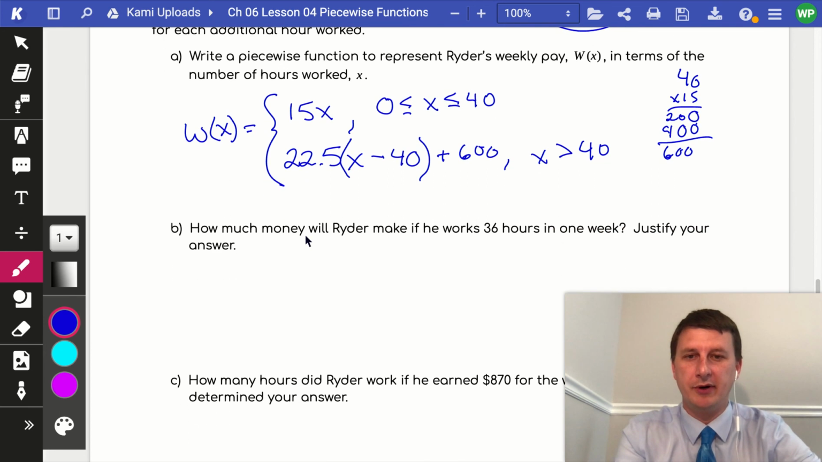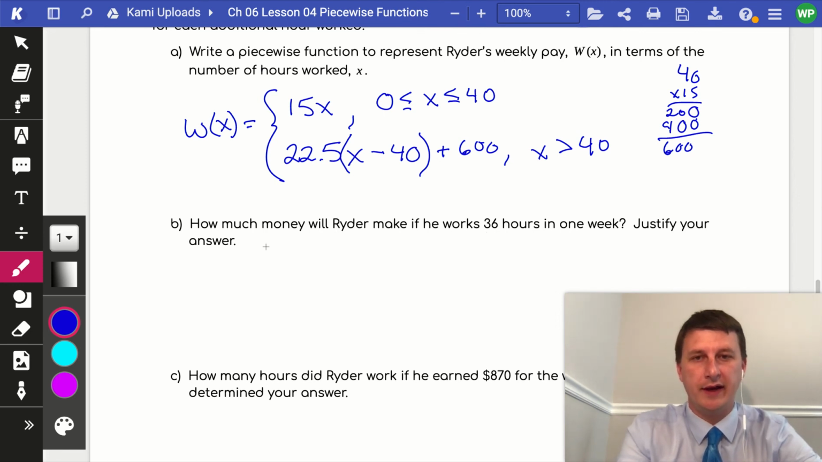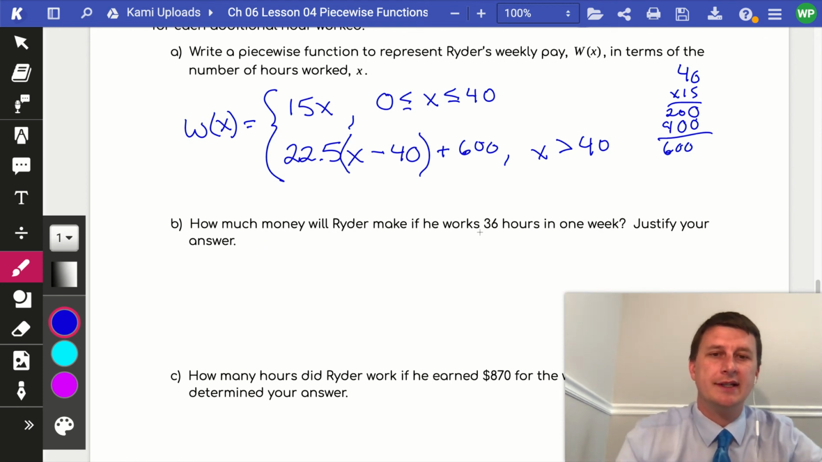So let's go on to part B now, using this function. How much money will Ryder make if he works 36 hours in 1 week? Justify your answer. Let's show math work in our answer. So if he works 36 hours a week, the first question that we ask ourselves is: is 36 between 0 and 40, or is 36 greater than 40? 36 is between 0 and 40, so we're going to use this function right here.